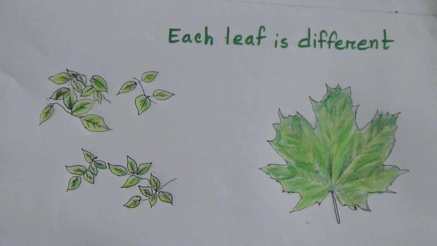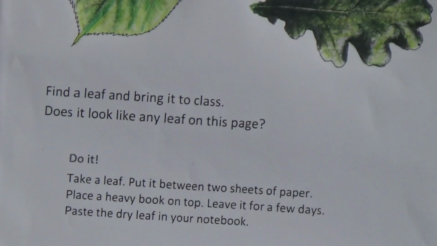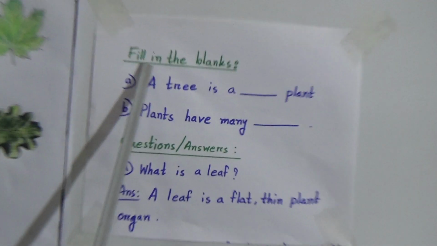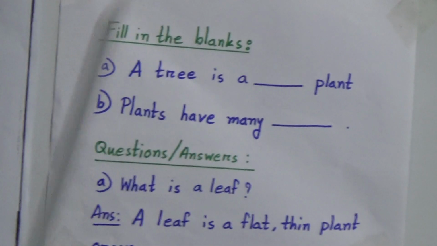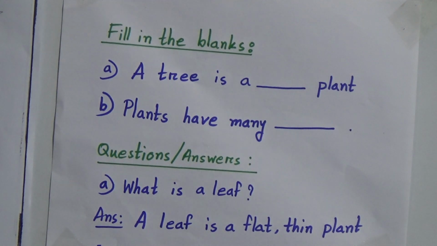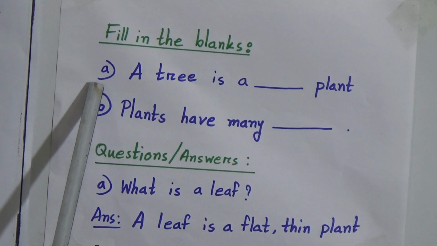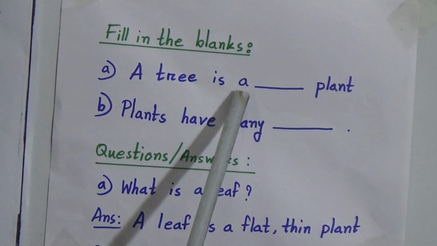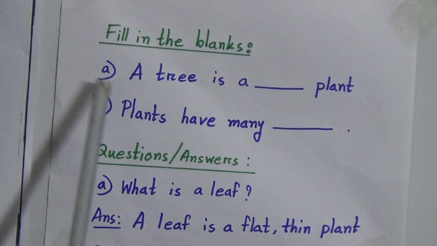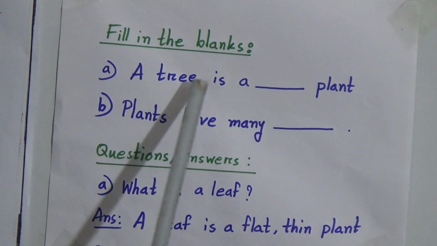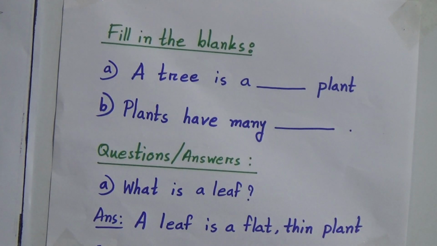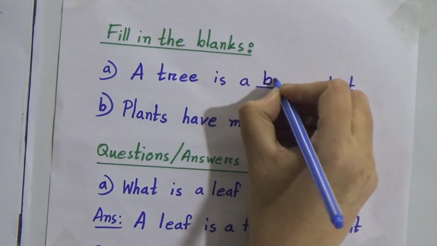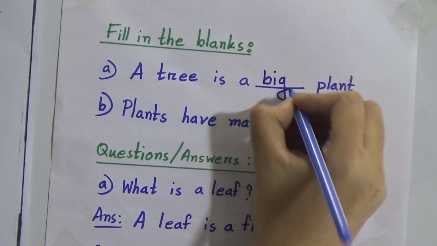Now students, we will do some exercise from these chapters. Here is the first one, fill in the blanks. Now we will write here. Fill in the blanks. A number fill in the blanks is here. A tree is a dash plant. Now we know that a tree is a big plant. Now we will write here B-I-G. Big.